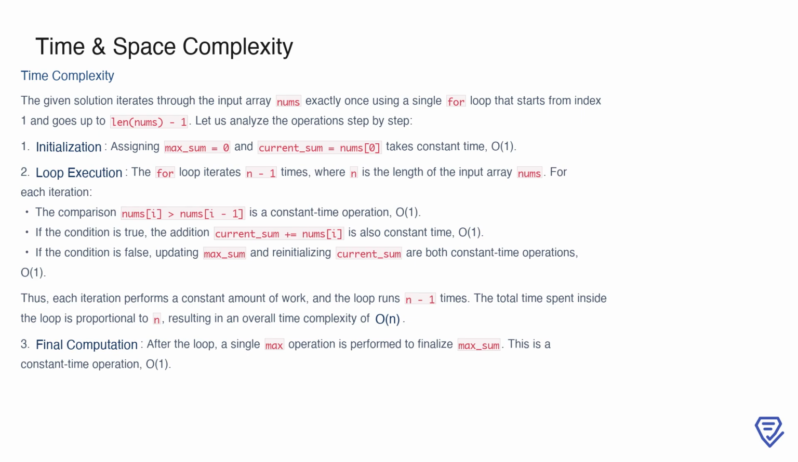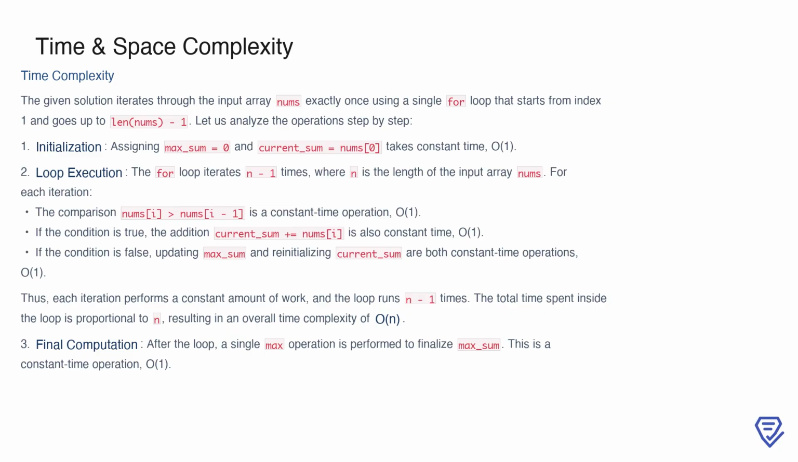This loop starts at index 1 and iterates through the array up to len(nums) - 1. Before the loop, we initialize two variables, max_sum and current_sum. These assignments require constant time, or O(1). Now, during each iteration of the loop, we perform a comparison to check whether the current element is greater than the previous element. This comparison is a constant time operation, O(1). If the condition holds true, we add the current element to current_sum, which is also O(1). If the condition is false, we update max_sum and reinitialize current_sum, both of which are constant time operations as well.